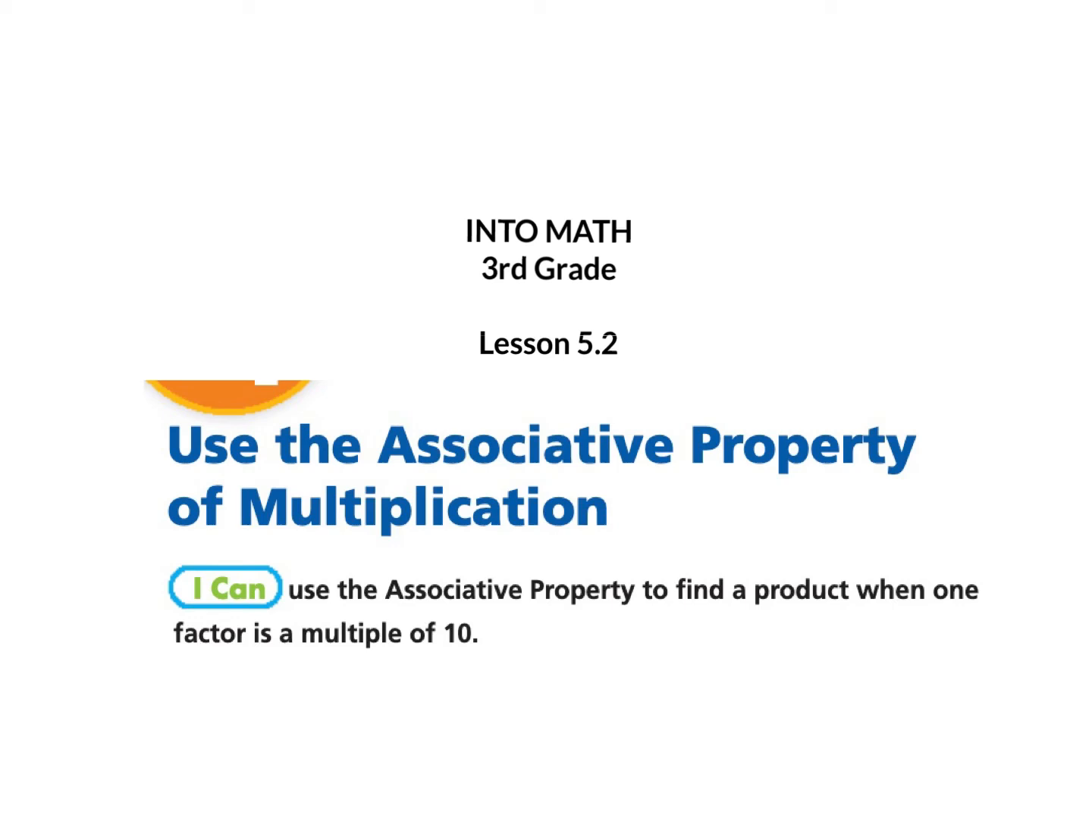Into Math 3rd grade, Lesson 5.2. Use the associative property of multiplication. I can use the associative property to find a product when one factor is a multiple of 10.